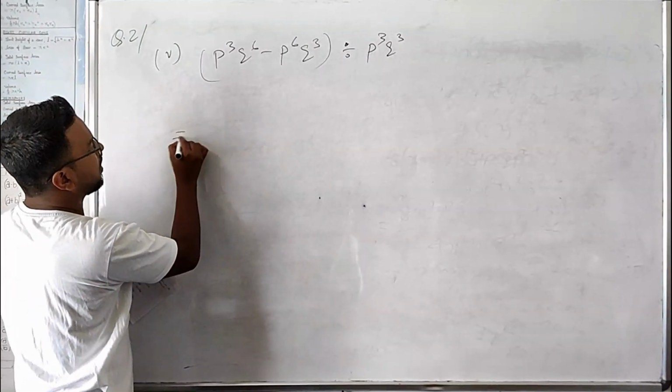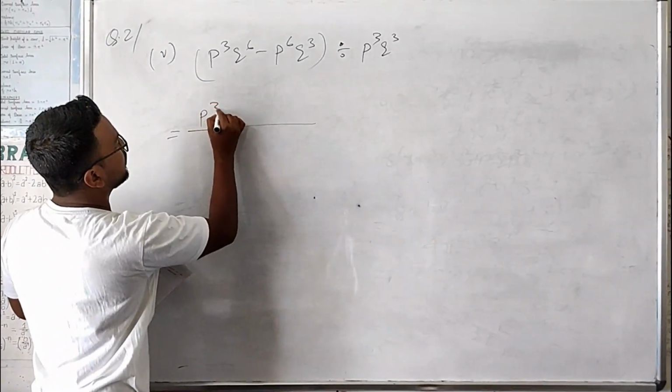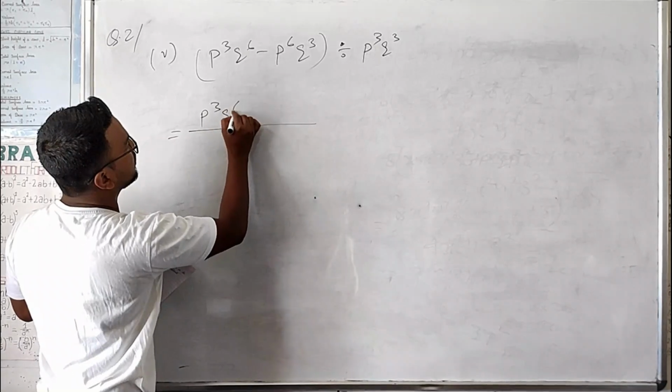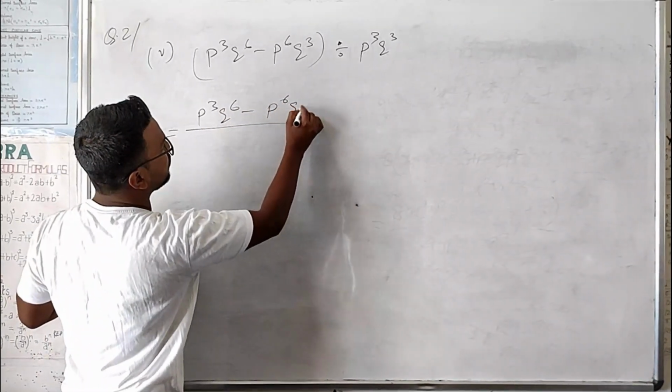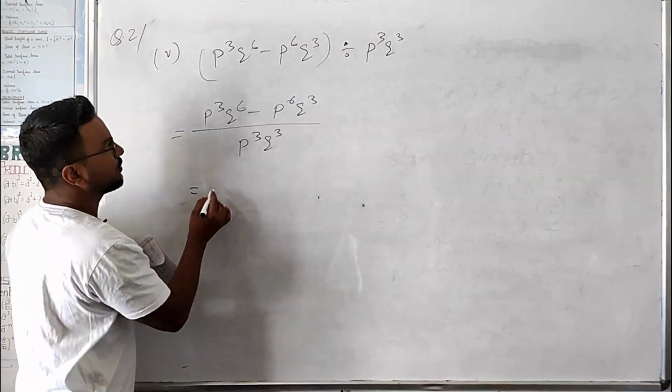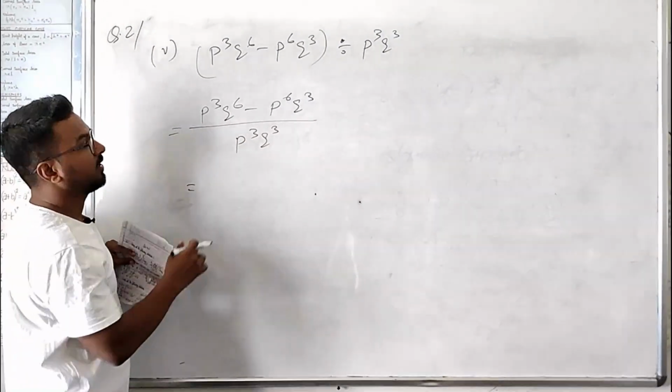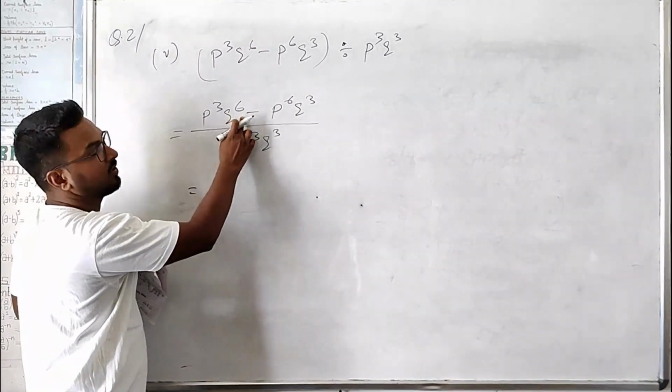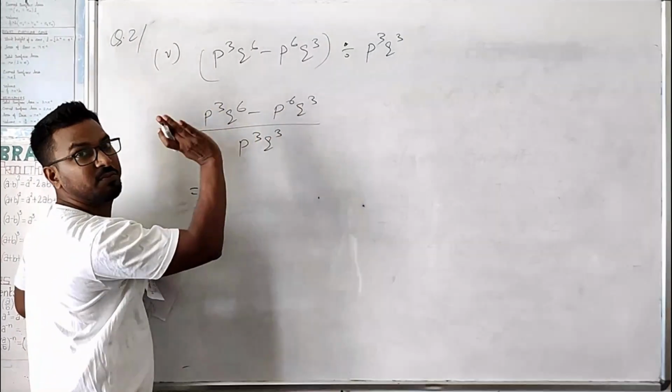So let me write p to the power 6 q to the power 3 minus p to the power 3 q to the power 6 divided by p to the power 3 q to the power 3. So what is the minimum common factor here? p cube, q cube, minimum, right?